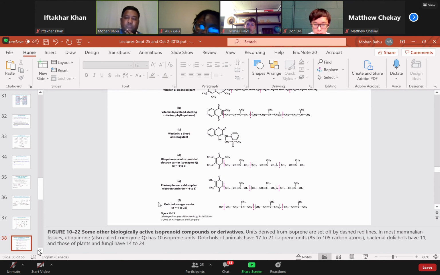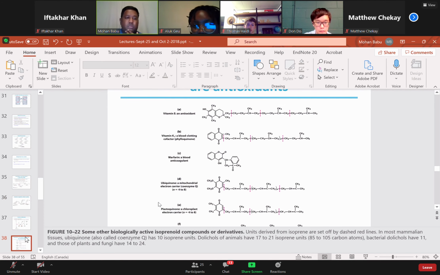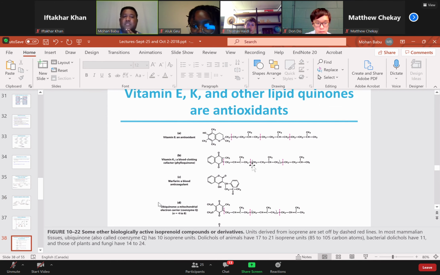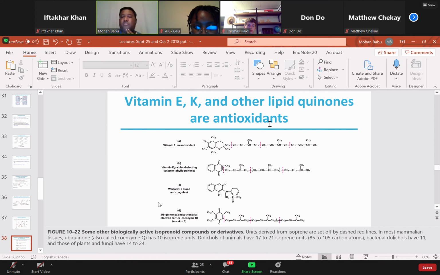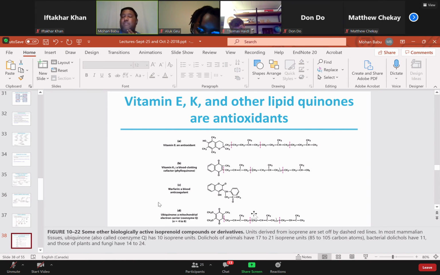So what else do we have here? These are some of the polyketides. These are biologically active lipids that are useful for medicinal purposes. For example, lovastatin, erythromycin, and amphotericin are some examples of medicinal use.